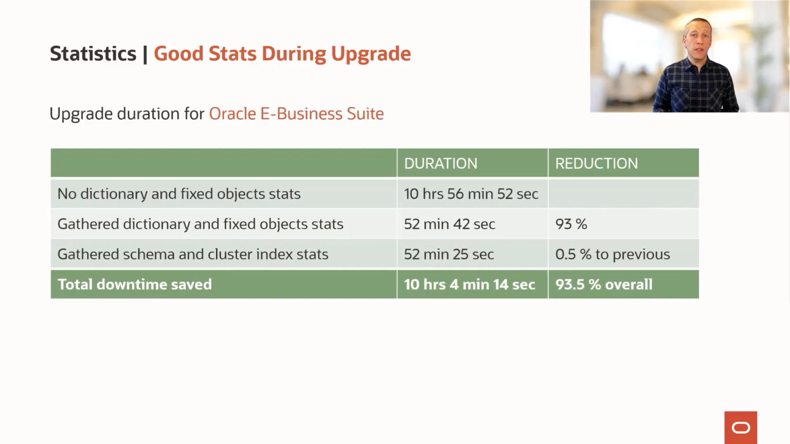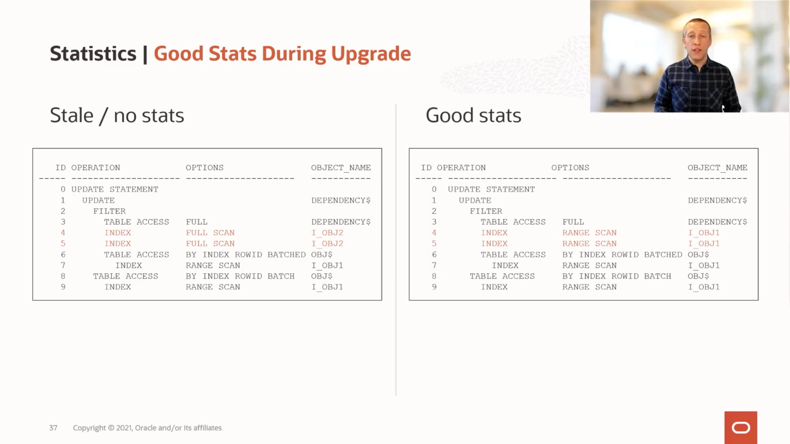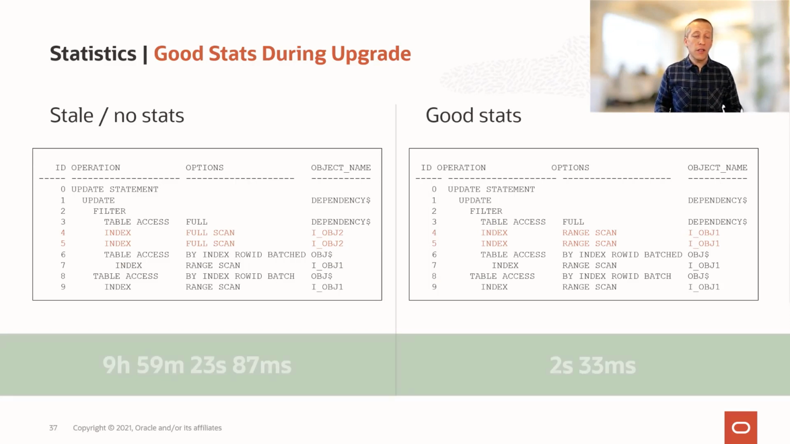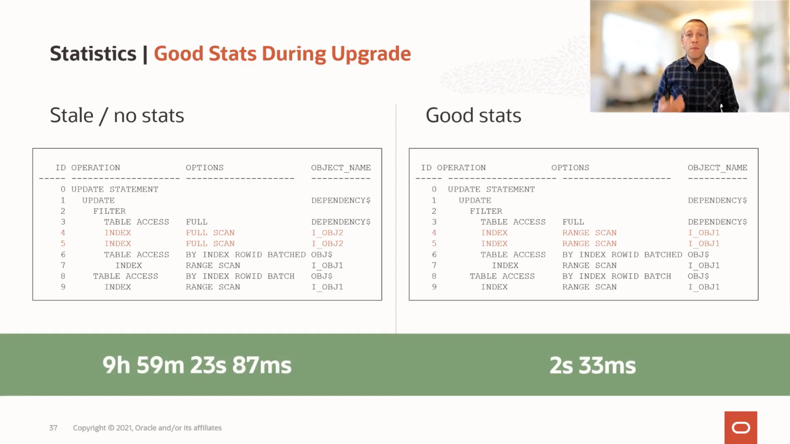And on an Oracle EBS database, the reduction is even bigger because EBS puts in thousands of objects into the database. So by comparing no dictionary and fixed object stats to having the situation where they are good and accurate, there is really a dramatic reduction in the upgrade runtime. And this is an example of an SQL that is used during a database upgrade, and we compare the situation with no or stale stats and good stats. And as you can see, this is from a real support case. There is a dramatic reduction from almost 10 hours to only a few seconds. And the only thing we changed was to have good and proper dictionary statistics in the database.